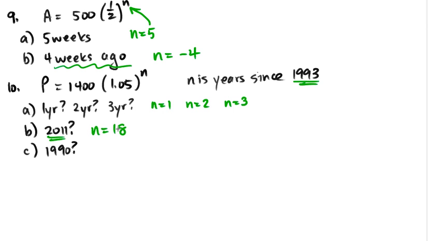and this is very similar to B, where we're going into the past, and so now n is equal to negative 3. And again, we just substitute it in and use the calculator to figure out the population. Round your caribou to the whole caribou. Remember, round down. So when you're checking the answer key, just remember that.